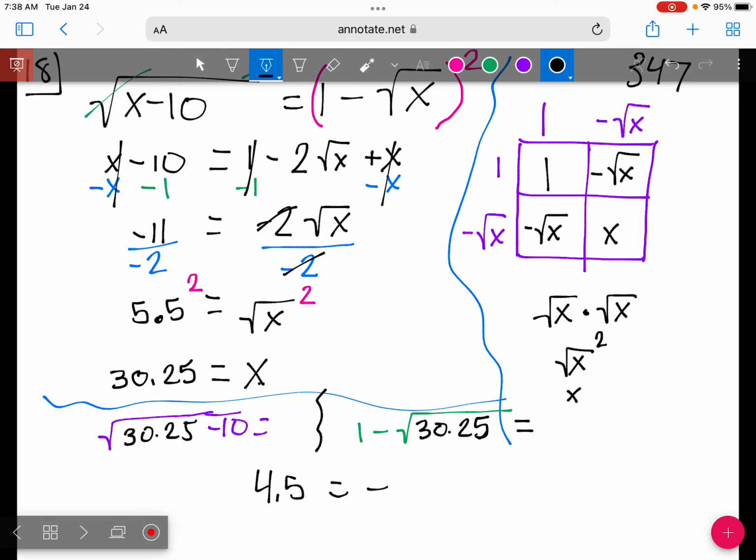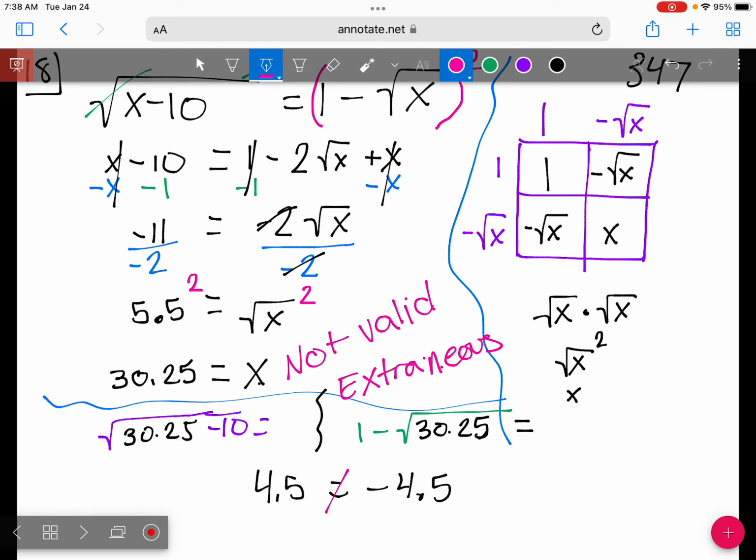I get negative 4.5. Are those the same thing? 4.5 and negative 4.5? No. So is this a valid solution? No. This means this solution is extraneous. So this is not valid. It is extraneous. It's so extra. So make sure you go back and check, please. We got to make sure it's a valid solution. It isn't. This one is not valid. This is extraneous.